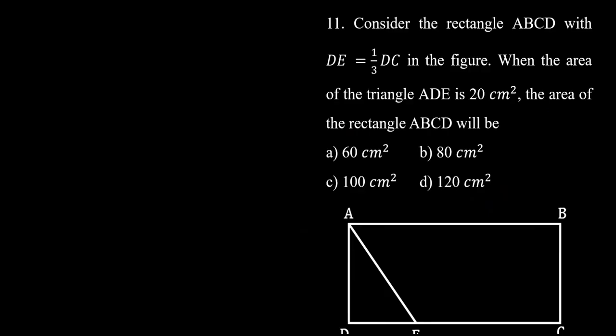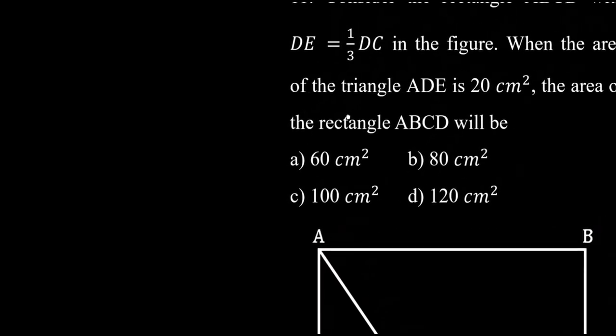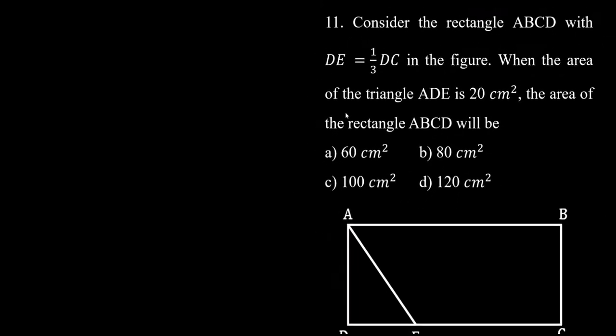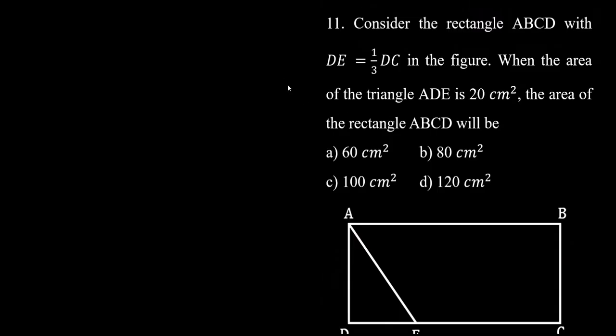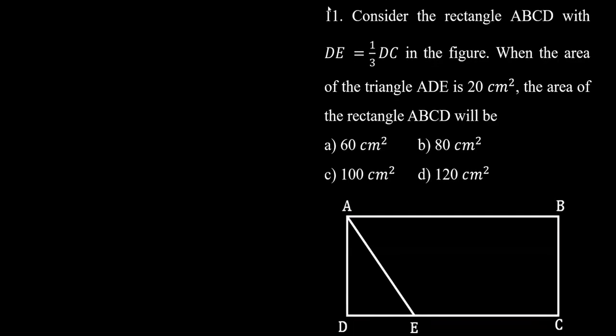Now here, consider the rectangle. DE equal to 1 by 3 DC. The area of triangle ADE is given, you have to calculate the area of ABCD.